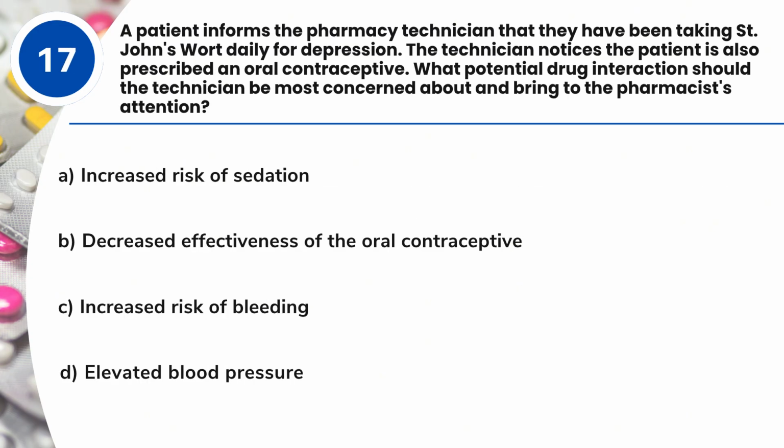Question 17. A patient informs the pharmacy technician that they have been taking St. John's wort daily for depression. The technician notices the patient is also prescribed an oral contraceptive. What potential drug interaction should the technician be most concerned about and bring to the pharmacist's attention? A. Increased risk of sedation. B. Decreased effectiveness of the oral contraceptive. C. Increased risk of bleeding. D. Elevated blood pressure.